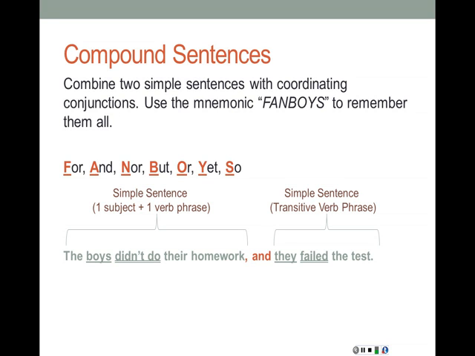This is an easy way to remember them. Remember to add a comma before the conjunction when combining simple sentences. For example, the first simple sentence, the boys didn't do their homework. Boys is the subject, didn't do their homework is the verb phrase. It is combined with they failed the test. They is the subject, failed is the verb phrase, and we combine it with a comma and.